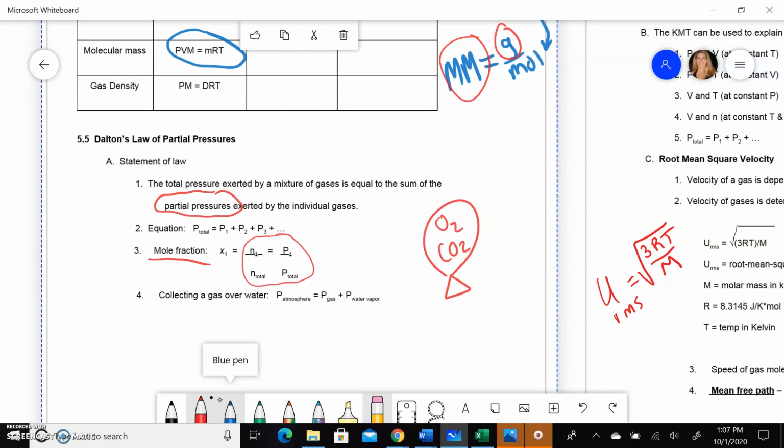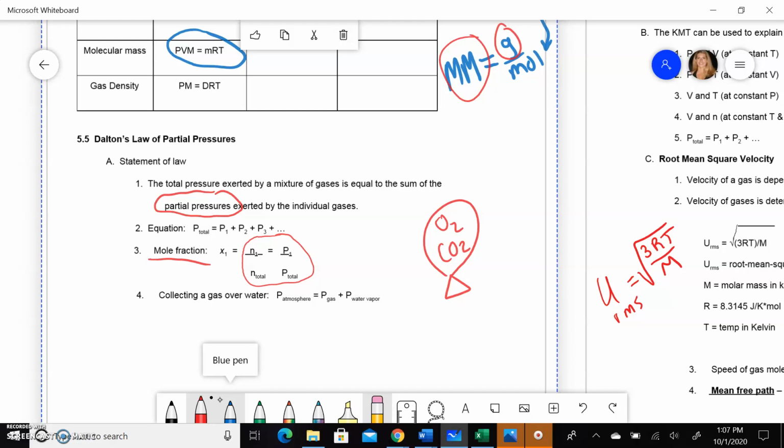And then the last thing, I think we talked about this in our review, but you can collect a gas on top of water because a gas will push the water out of the way, so it allows you to collect the gas. Otherwise, it's kind of difficult to collect gas because it just kind of floats up into the air. So this is one way you can do it.